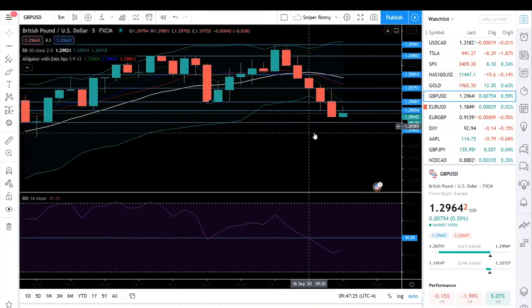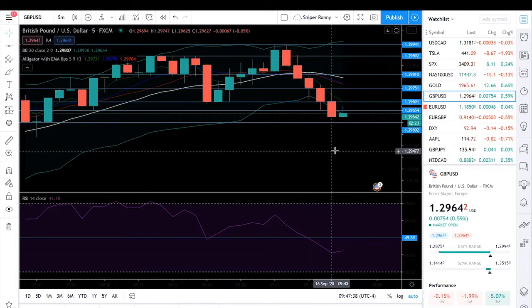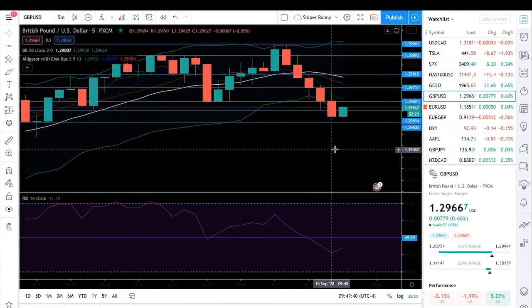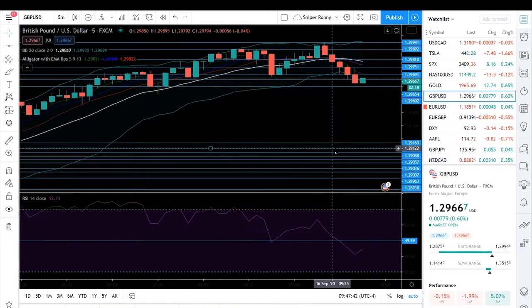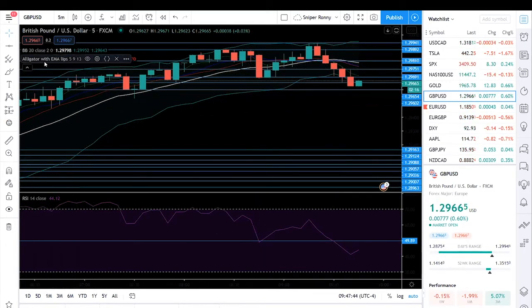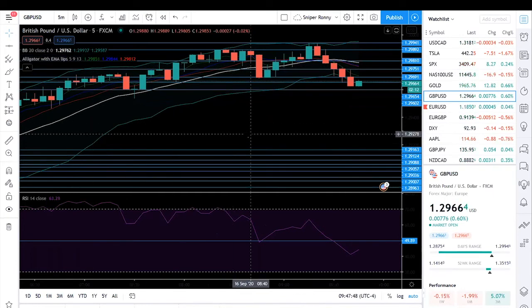You just type in alligator with EMA lips and then it pops up in TradingView? Yeah, but on TradingView there are also different ones, because people create their own. It should be Williams Alligator, EMA, or there are different ones. This one is alligator with EMA lips, 5, 9, and 13. Cool.